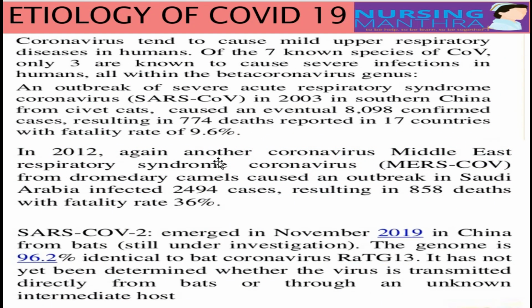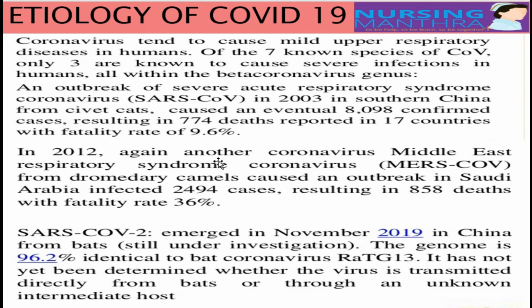What is the etiology of COVID-19? Coronaviruses tended to cause mild upper respiratory disease in humans. Of the 7 known species of coronavirus, only 3 are known to cause severe infections in humans. So a total of 7 species are there in coronavirus. Of these, only 3 cause severe infections in human beings, all within the beta coronavirus genus.